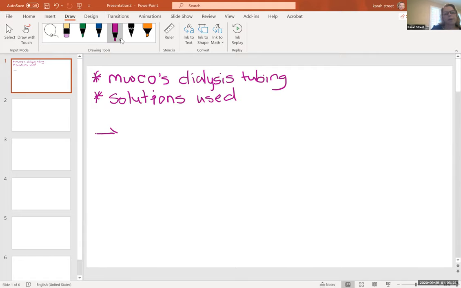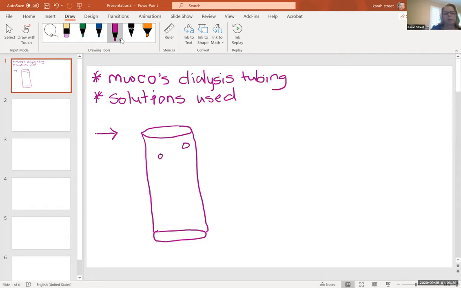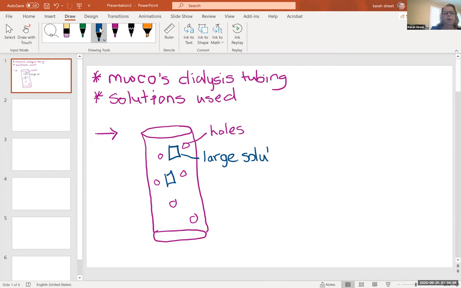You also need to know that the idea is if we have dialysis tubing, molecular weight cutoff means that there are holes in that tubing. If anything is smaller than the molecular weight cutoff, it can get through the holes. Anything that is bigger, if it's a large solute, won't be able to get through the holes. This is exactly like our dialysis experiment that we did together on Monday. It is a continuation of it.